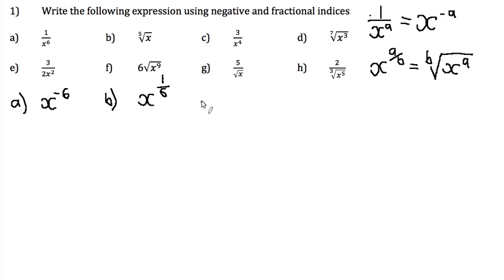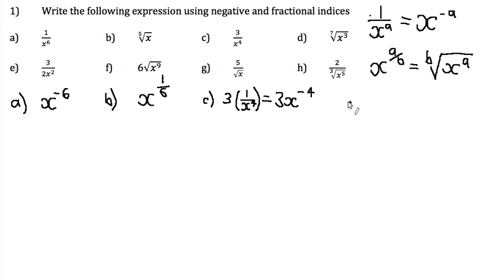Okay, so 3x to the power of 4. Just to help us with this, we could consider this as 3 times 1 over x to the power of 4. Only reason I'm doing this is this will help later. So that becomes 3 times, because we've got a reciprocal, it's a negative index, x to the power of minus 4.